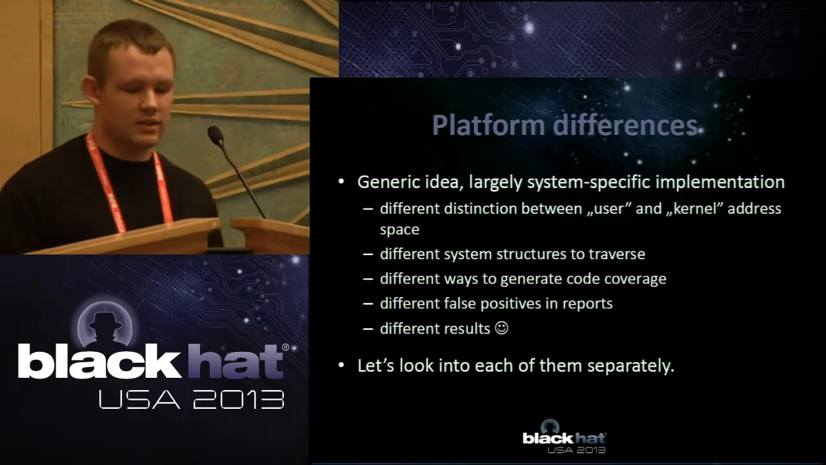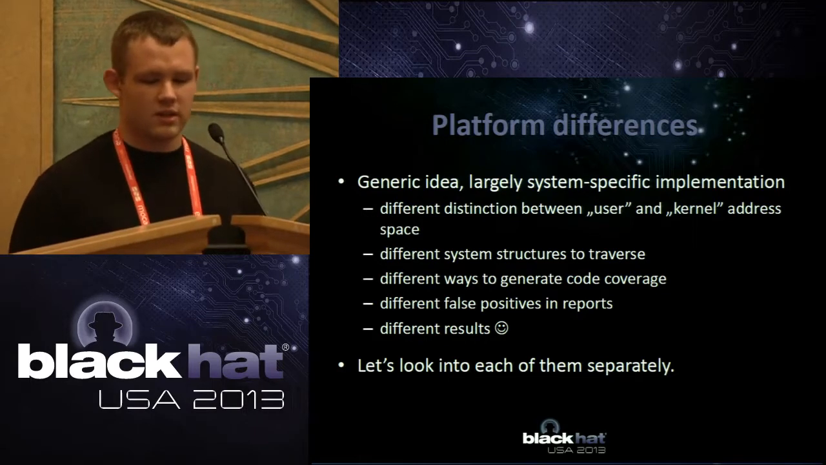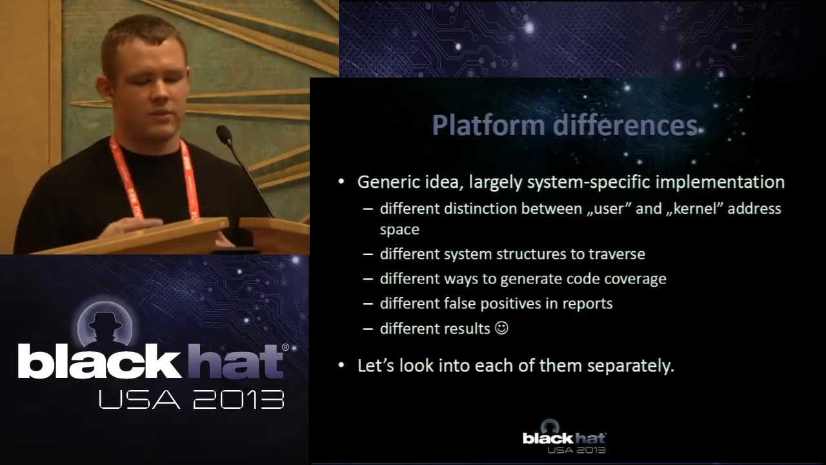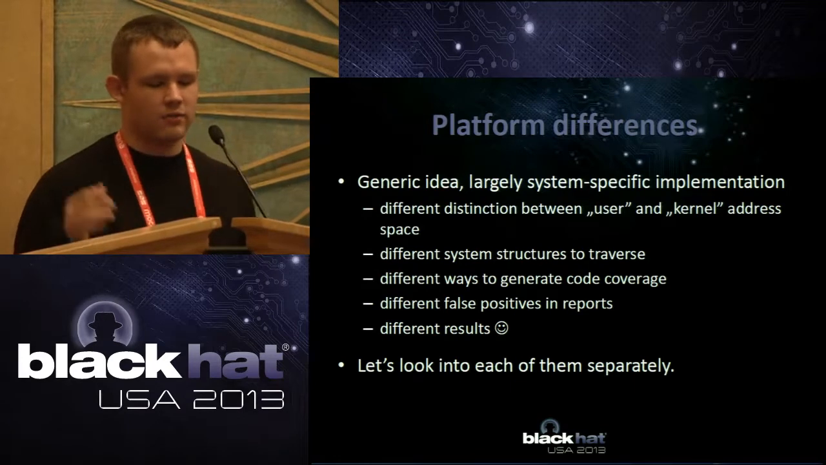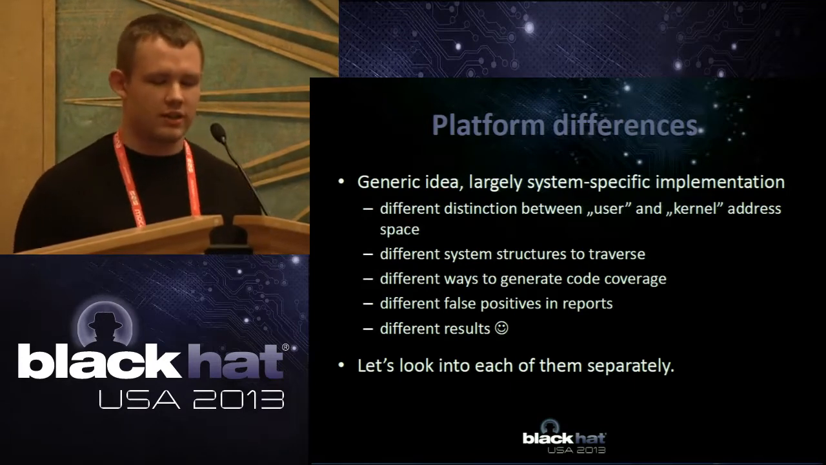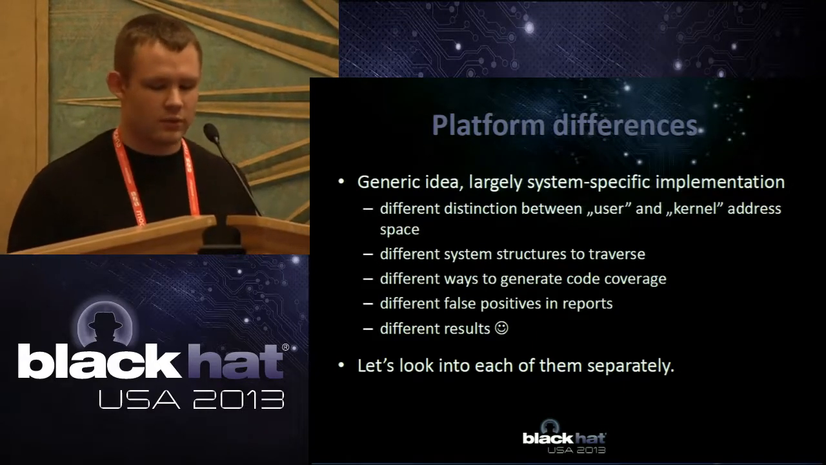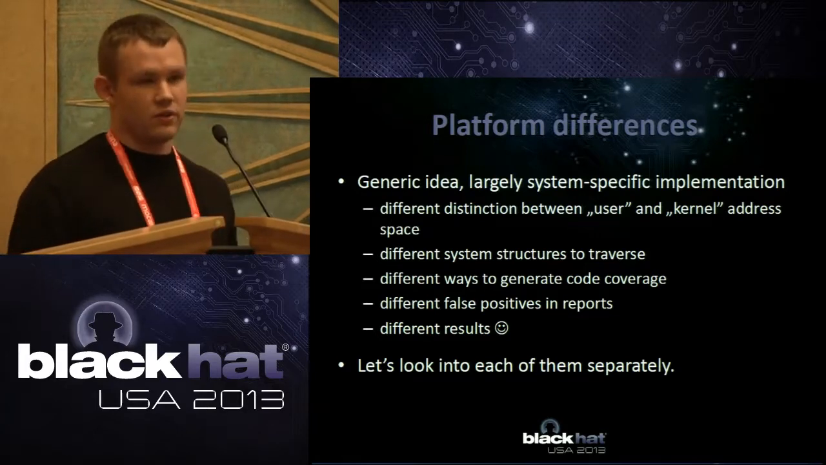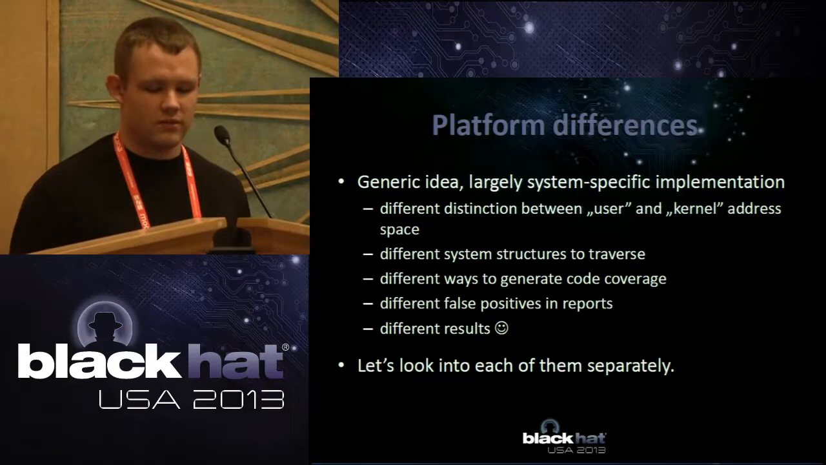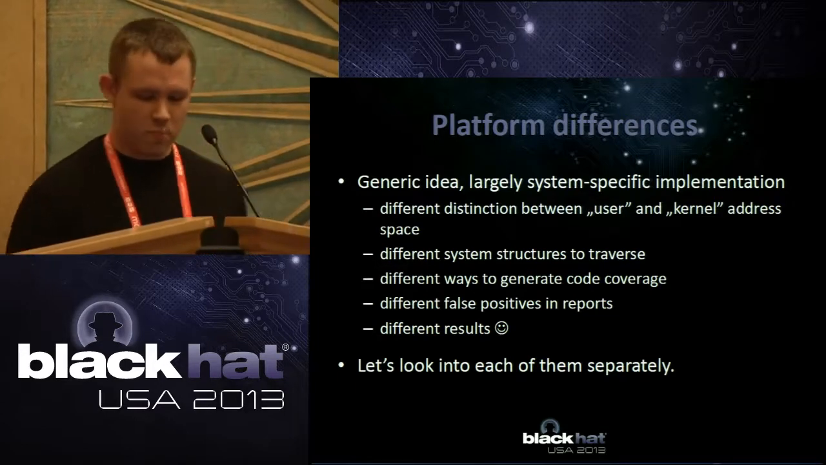So even though the idea for detecting double fetches is generic and applies to all operating systems, there are many system-specific things that we need to address. There are different distinctions between what user mode and kernel mode memory is. We have different system structures to traverse to fetch the data that we need to fill in the information about the context of the read. We also have different ways to generate code coverage of the kernel, different false positives that we need to filter out, and obviously different results. So we need to look into all of these platforms separately.